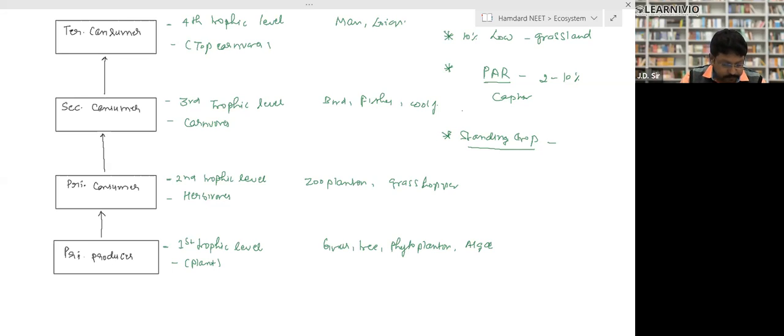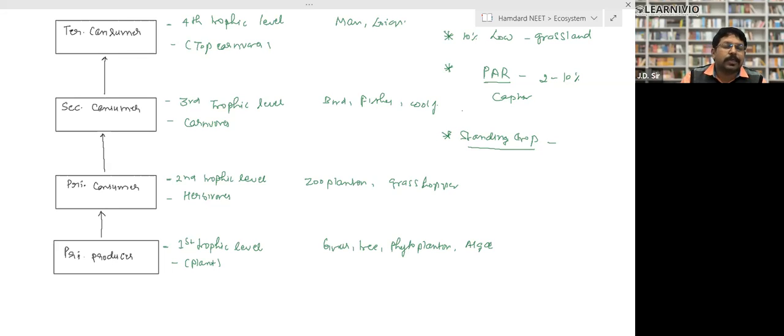What is the 10% law? The 10% law: only 10% energy is transferred from one trophic level to another trophic level in the food chain. The rest is gone waste. Full stop.